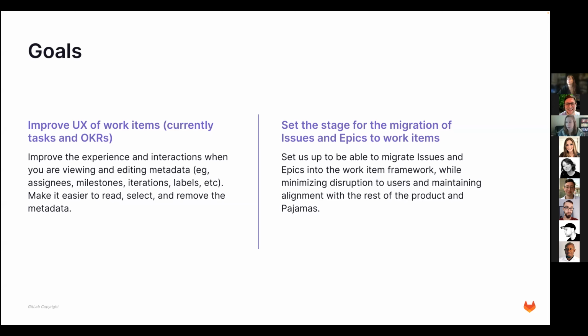So how do we think about minimizing disruption to users during that time period of migration, which we're talking about at least a year here, while improving the user experience, addressing some of those usability problems, but also maintaining alignment with the rest of the product and trying to keep consistent experiences as we think about updating work items.